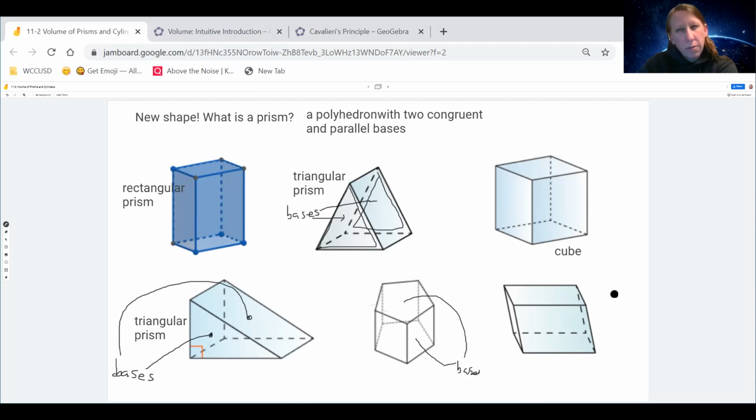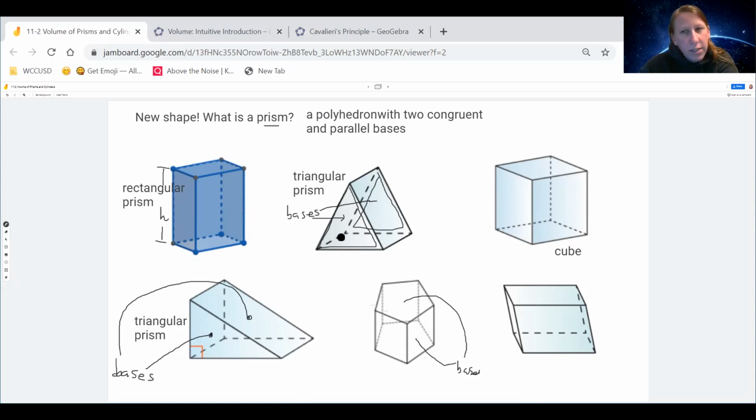Okay, one other important vocabulary word is the height. What is the height of the prism? For this one, it's pretty straightforward. How high do you think this is? Well, I think this is how high it is. The distance from here to here, I would call that the height.